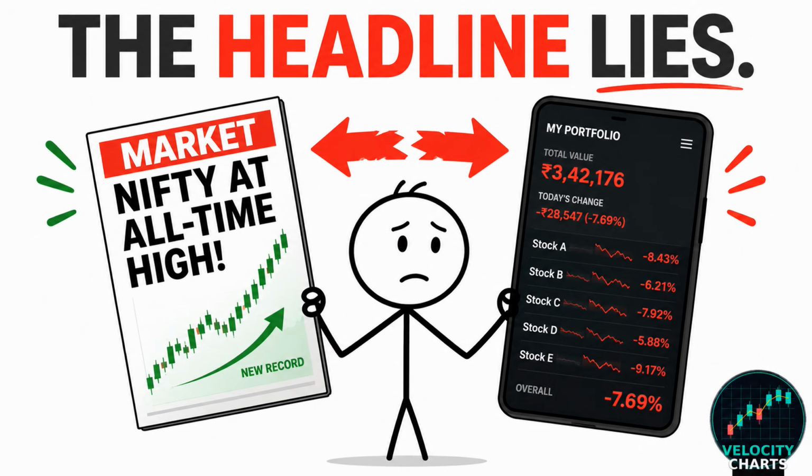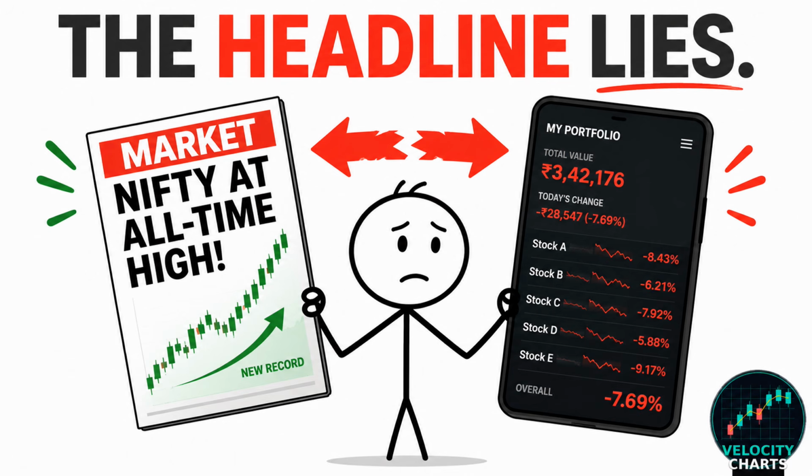The index is a weighted average. Just 5 or 6 heavyweight stocks can drag the entire Nifty up while 40 others are falling. The headline lies, the breadth tells the truth. Most retail traders only watch the index. They miss the rot underneath.